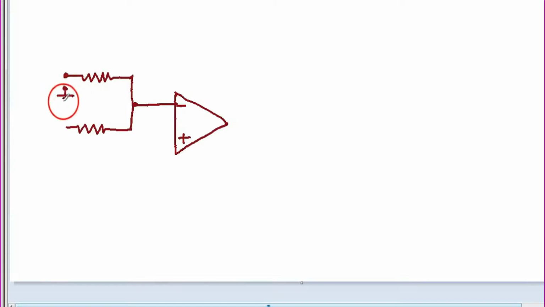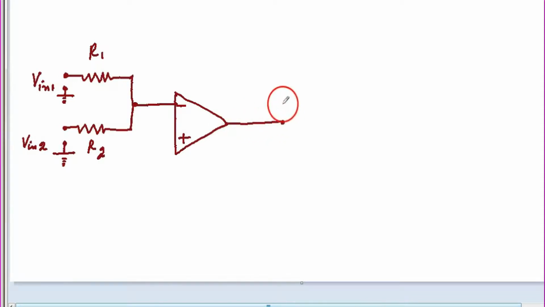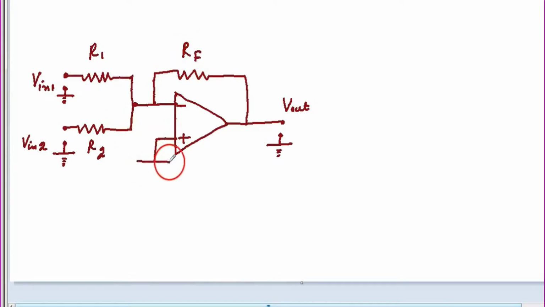This is a circuit diagram of the inverting terminal. To the inverting terminal, two resistors are attached in parallel and two input voltages are connected, Vin1 and Vin2, through R1 and R2. Here there's an output voltage, and there's a feedback resistor, let's call it RF. The positive terminal is grounded.